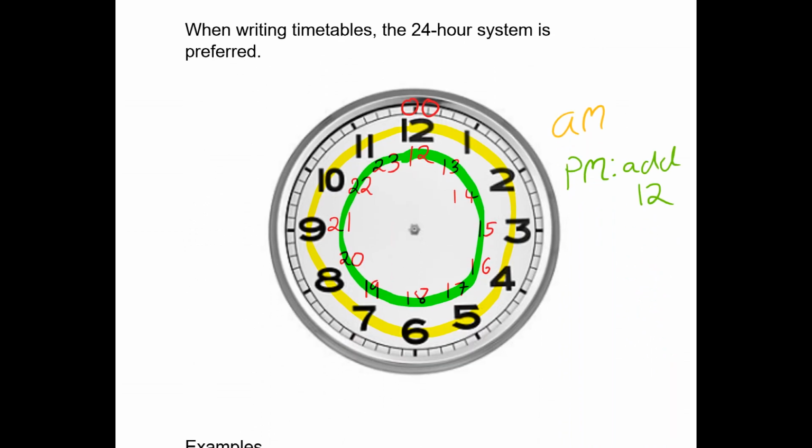As I said, when writing timetables, the 24-hour system is preferred. Basically, to change between the 12 and 24-hour clock system, you generally add 12. So if it's 1 in the afternoon in 12-hour, to change that into the 24-hour clock, I just add 12 to get me 13. So 2 p.m. will be 14, 3 p.m. will be 15, 4 p.m. is 16, and so on. Now, when it's in the morning, so if it's 1 in the morning, it's identical for both. So 2 a.m. is the same as 0200 in the 24-hour system.